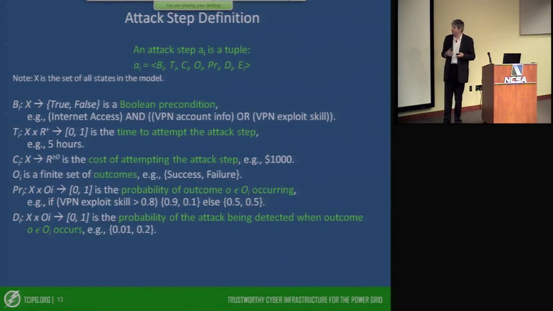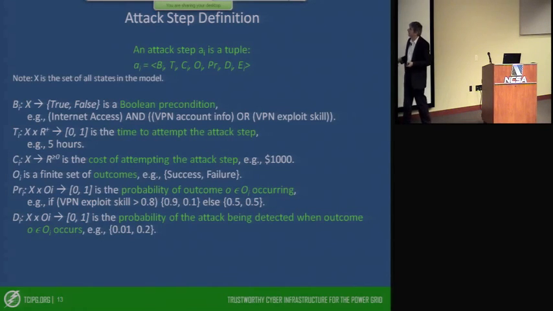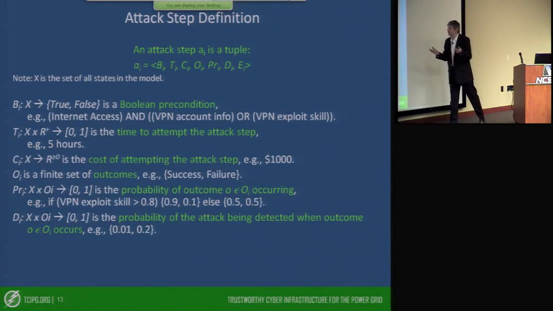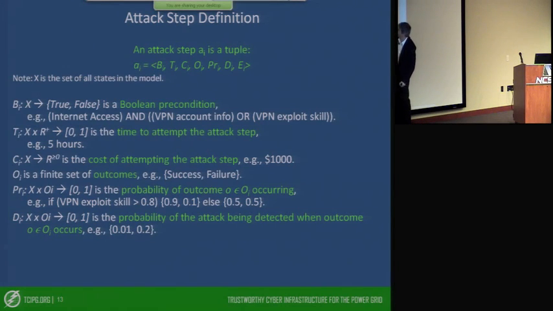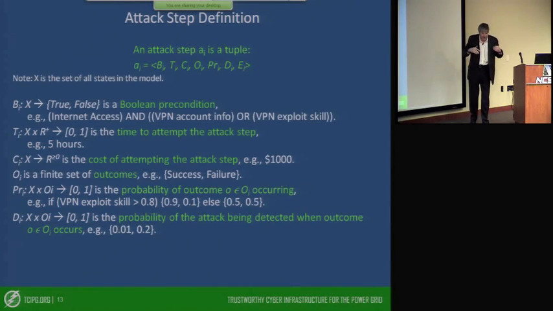An attack step has a Boolean precondition. The condition just says when this particular attack can be attempted. So in this example, you can only try this particular attack when you have internet access and you have information about the VPN account and you have some skill in exploiting these. We should say that these variables, VPN exploit skill, account info, and internet access, are the state variables I talked about earlier. And they can be binary things or they can have ranges of values. Again, that's up to you as you represent the system.